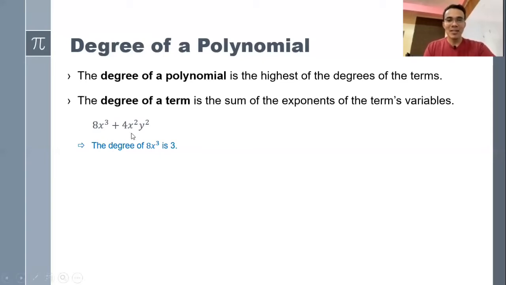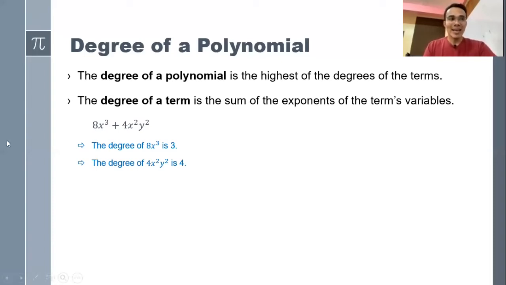Let's examine the degree of the second term, 4x squared y squared. What are the variables involved in this term? These variables are x and y. What are the exponents in these variables? We have 2 and 2. To get the degree of this term, we have to get the sum of the exponents of x and y. And the sum of 2 and 2 is 4. Therefore, the degree of 4x squared y squared is 4.